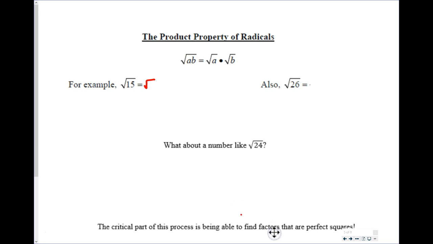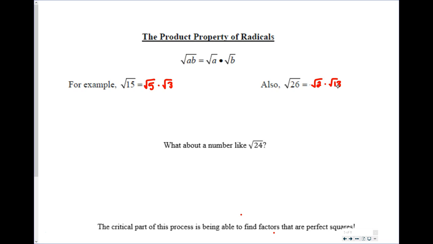So I can say that the square root of 15 is the same thing as the square root of 5 times the square root of 3. I break that into 2 radicals that factor into the number underneath. So similarly, the square root of 26 is going to break into the factors of 2 times 13. Okay? So I'm just showing you these are equivalent. We're not actually converting anything yet. This is just a really important property to use going forward.